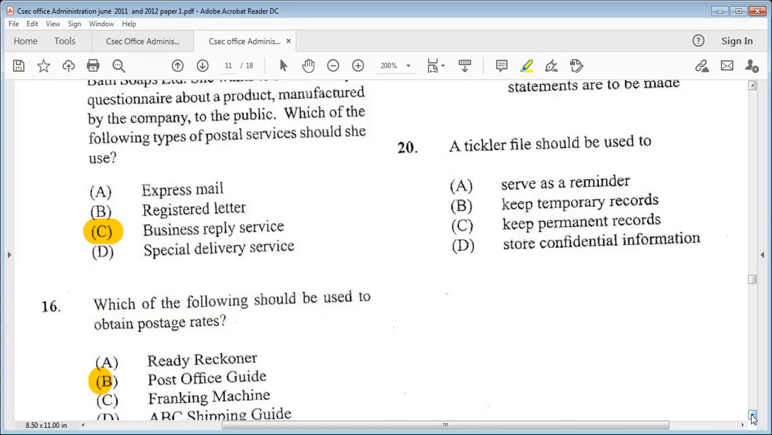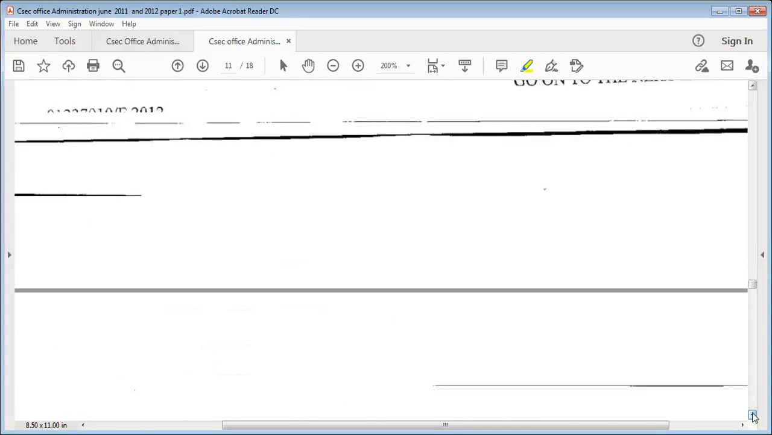Let's go on to question 20. A tickler file should be used to A, serve as a reminder, B, keep temporary records, C, keep permanent records, or D, store confidential information. Our answer would be serve as a reminder, A. Let's move on to question 21.